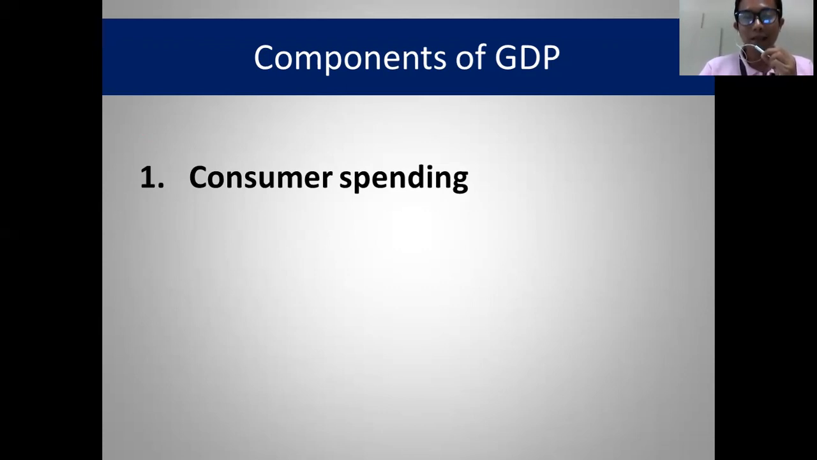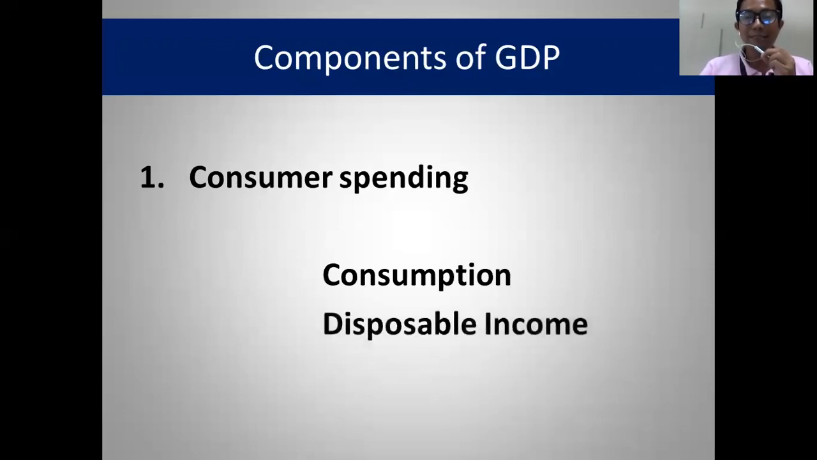consider two important terms. This is the consumption, which refers to the expenditure or the spending of households. And this accounts for two-thirds of the total output of the economy. And the other term we must remember if we talk about consumer spending is the disposable income.